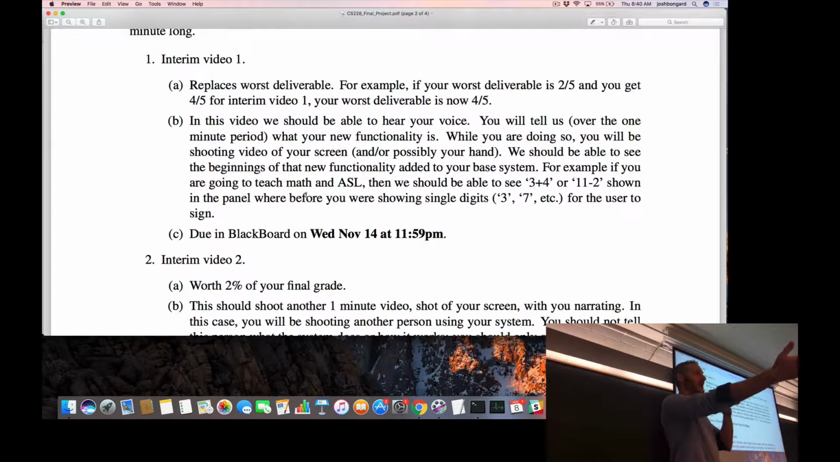You can now see that my system has detected that I'm doing well and is now challenging me to do math as well. It's showing me 3 plus 4, which obviously the answer is 7, and here's me signing 7, and there's the check mark on the screen showing that I got it right. That's it. That's what we're looking for in the 1 minute.